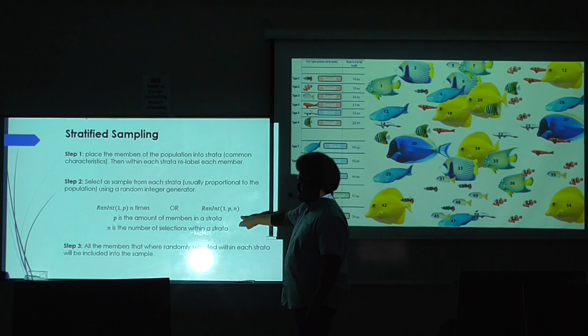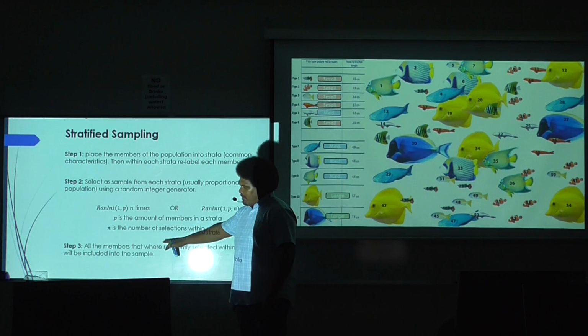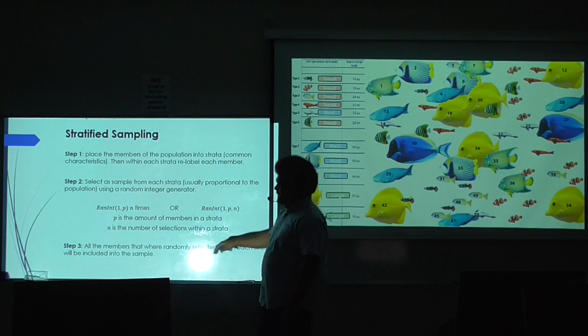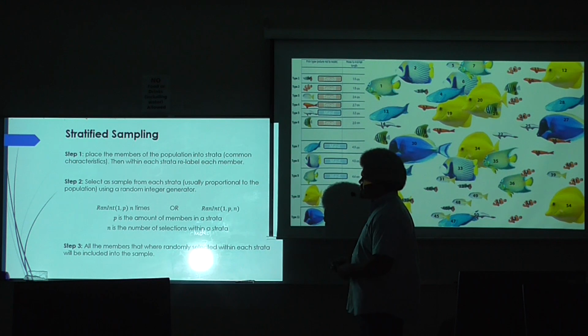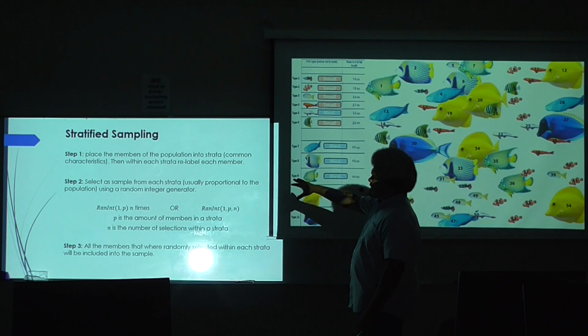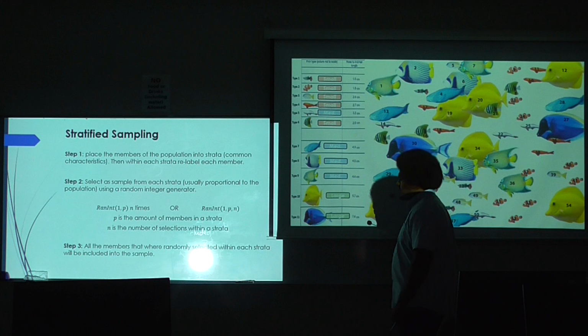That's all it is. So P is the number of members in the strata, while N is the number of selections we're going to be making within each strata. And then lastly, once we have randomly selected the sample from each strata, all members that were randomly selected within each strata will be included in the sample. And that's how stratified sampling works. So I'm going to get to the next slide with the process. Steps 1 and 2 are there, and step 3 is the one thing that we have to figure out last. We'll be doing that as we do the work. So let's go to the next slide and see how that's working.